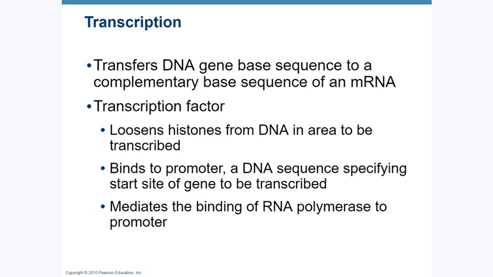So let's walk through the complete steps of transcription and translation, start to finish. Transcription transfers DNA genes based on a sequence to a complementary base sequence of mRNA. There are some factors that have to happen. We have to loosen those histones that DNA is wrapped around in the nucleus in order for it to be transcribed. Then we have to bind a promoter, which is a protein, to the DNA sequence, specifically at the start site where the gene is going to be transcribed, and then it's going to mediate the binding of RNA polymerase to the promoter.